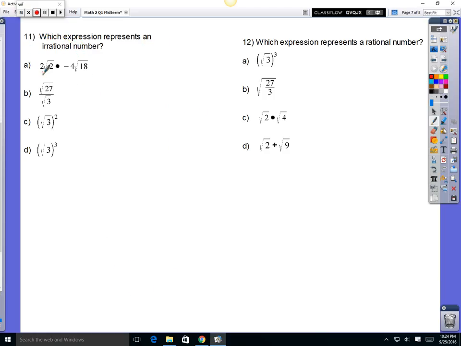And it is, let's see, A. 2 times negative 4 is negative 8. Times the underneath. 2 times 18 is 36. Okay, that's awesome. Negative 8 times 6, negative 48. That's okay, that's good, it's not A. Square root of 36 is perfect.